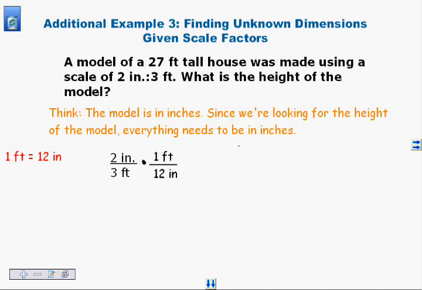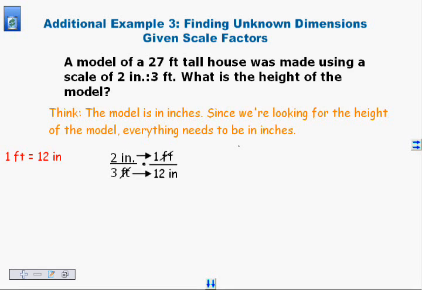Now we're going to set it up. So I'm going to change the scale 2 inches to 3 feet first. I need to get rid of that feet down at the denominator. So I multiply it by the conversion factor, 1 foot to 12 inches. I put the feet on top, so that way it's across from the 3 feet, so I can get rid of it.